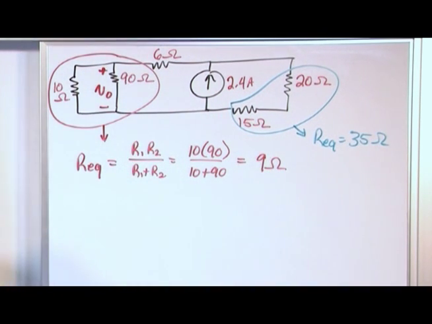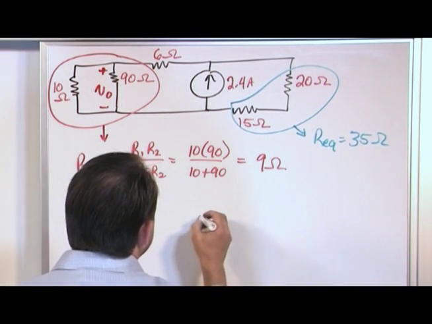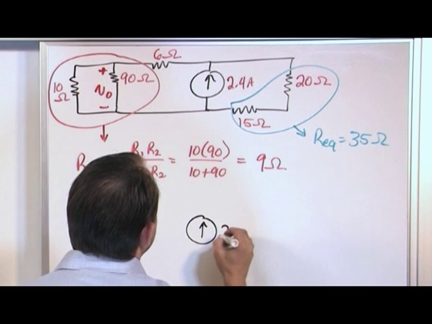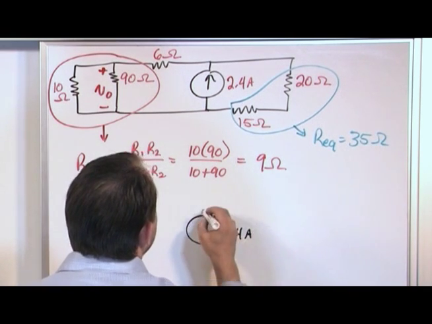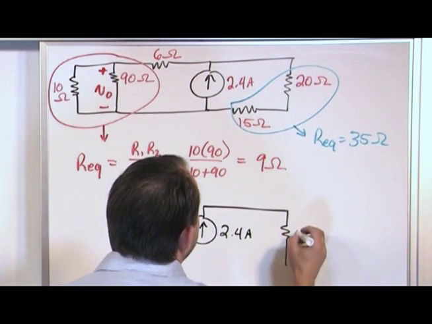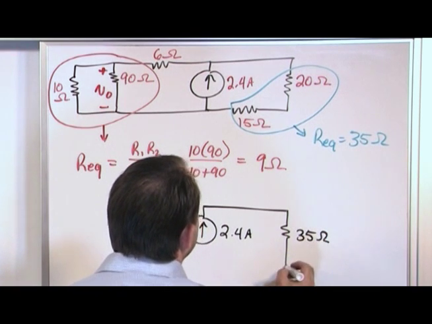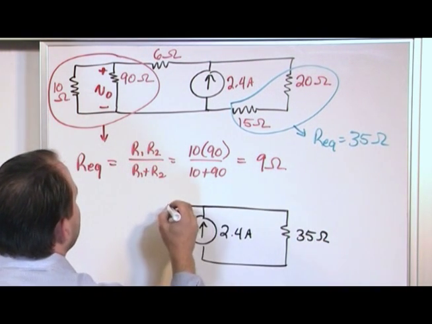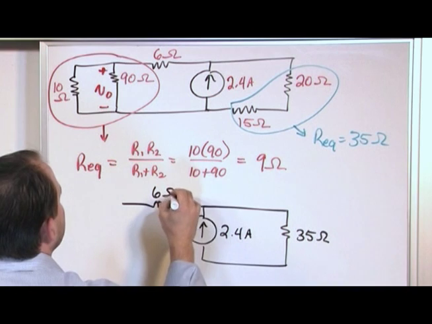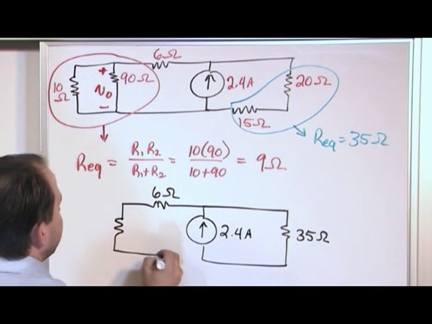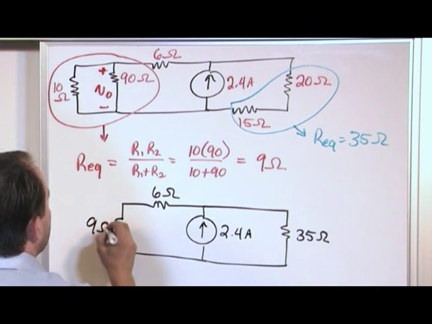Now let's go and redraw the circuit here, because I think at this point we've simplified so much stuff that it'll be worth it to do that. So here we have 2.4 amps. Okay, on this side we're saying that we have 35 ohms. And on this side we still have our 6 ohms. We haven't done anything with that, but we replaced all of this stuff with 9 ohms.